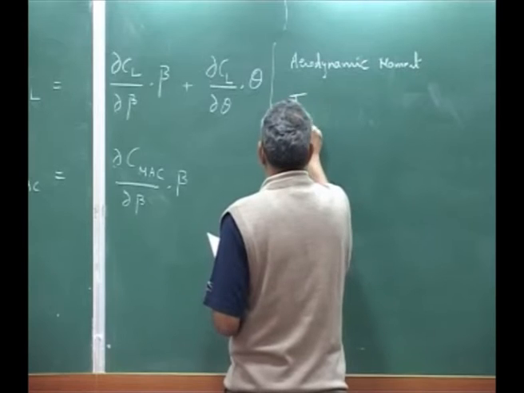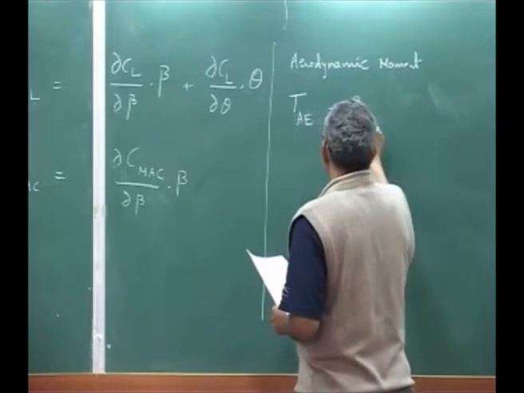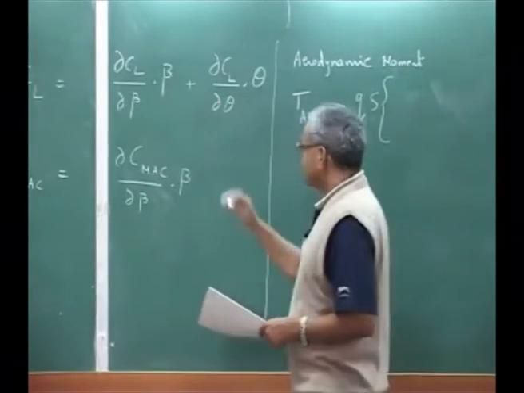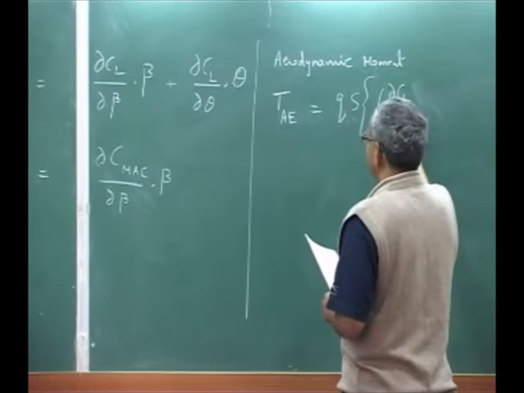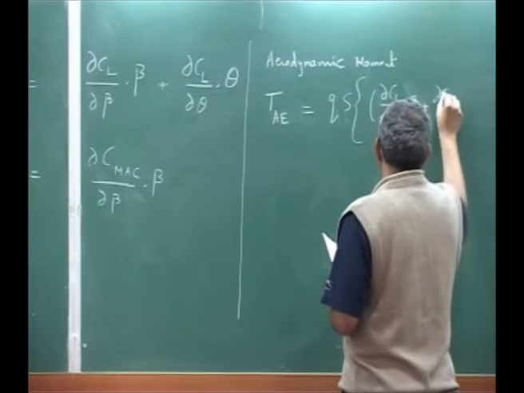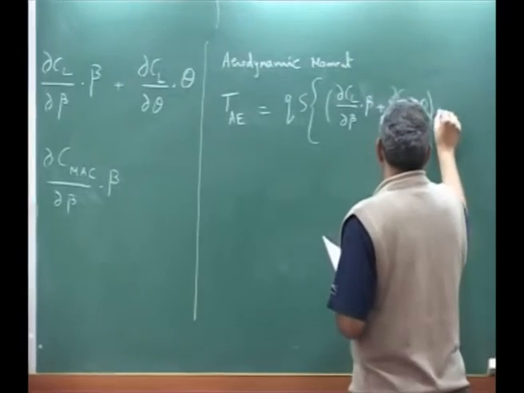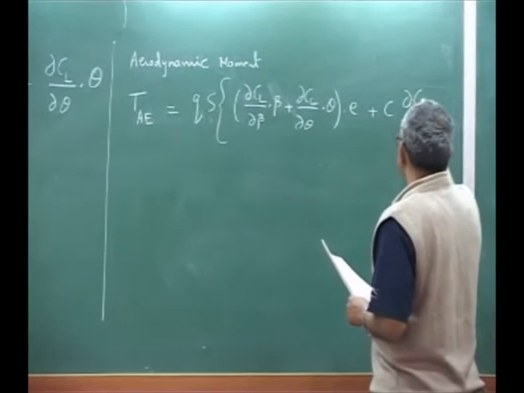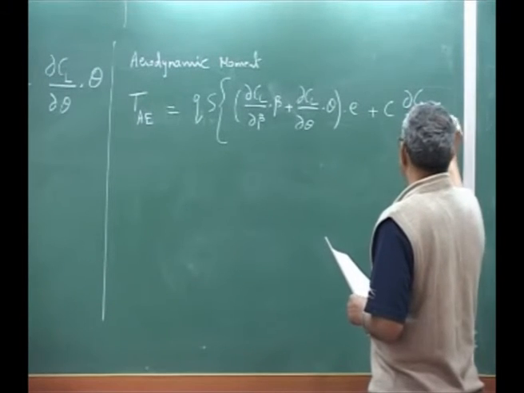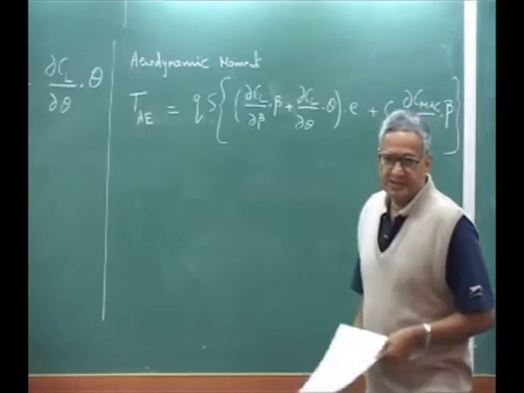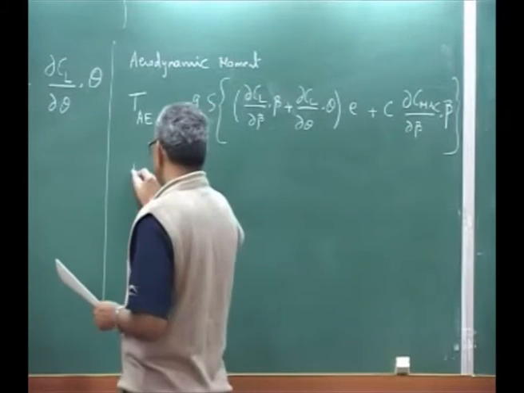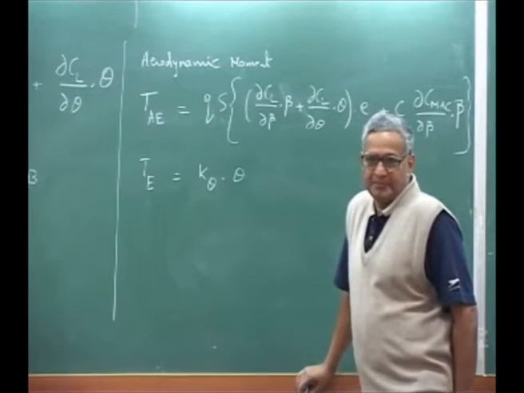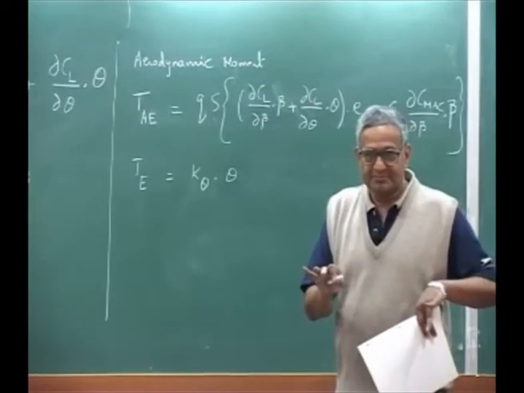Aerodynamic moment, you can call it aerodynamic, is Q dynamic pressure into your lift coefficient. That will be basically delta CL over delta beta times beta plus delta CL over delta theta into offset, plus chord delta CM AC over delta beta times beta. This is the aerodynamic moment, and your elastic moment as usual is T elastic equals K theta into theta only. And these two are equal for equilibrium.